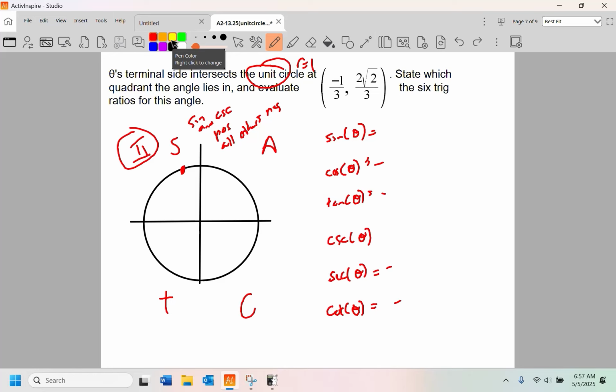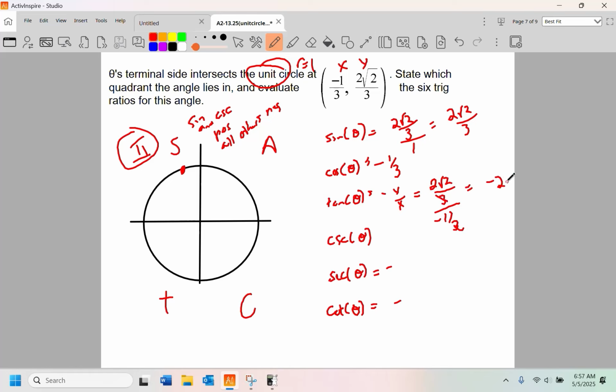Anywho, since it's on the unit circle, the radius is 1, the sine is just going to be y over 1. So it's going to be 2 root 2 over 3 over 1, which is just 2 root 2 over 3. Cosine is going to be x over 1, so it's just going to be negative 1/3. Tangent, going to have to work for. Tangent is going to be y over x in this case. So 2 root 2 over 3 divided by negative 1/3. The 3's cancel, and sure enough, there's my negative symbol. I get negative 2 root 2.